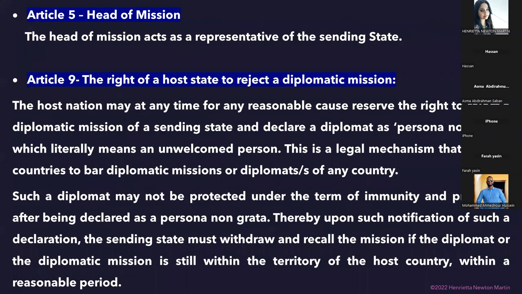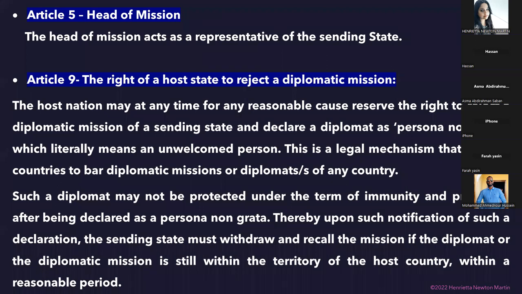Next, Article 5 deals with the head of mission. The head of mission acts as a representative of the sending state, that is, the state on whose behalf they have established the embassy in some other country. Now, Article 9 talks about the right of the host state to reject a diplomatic mission.